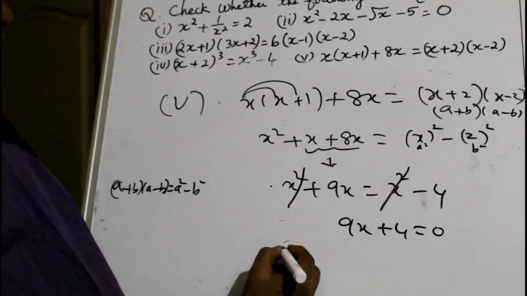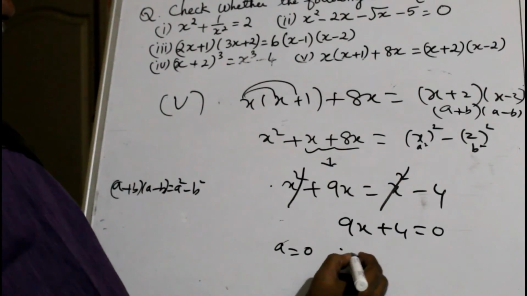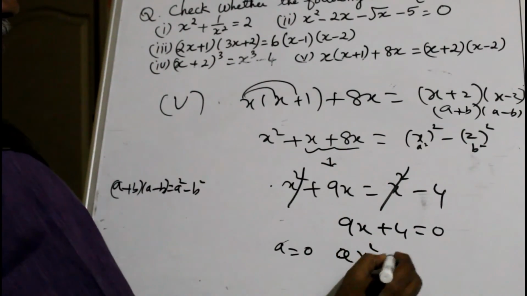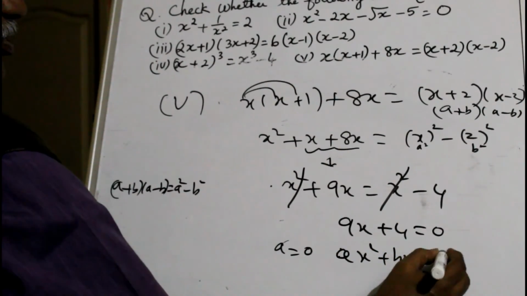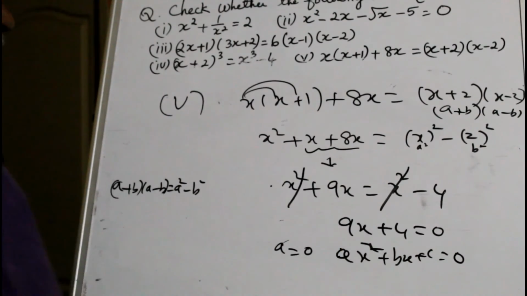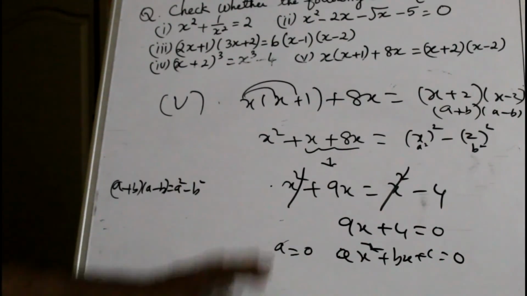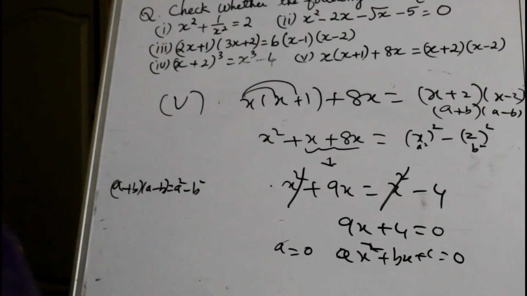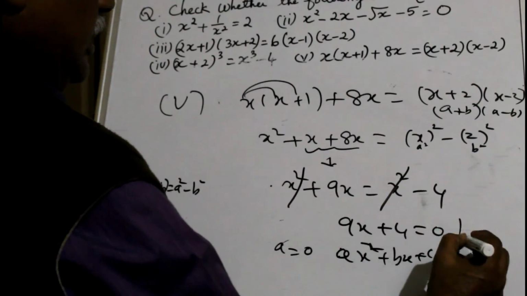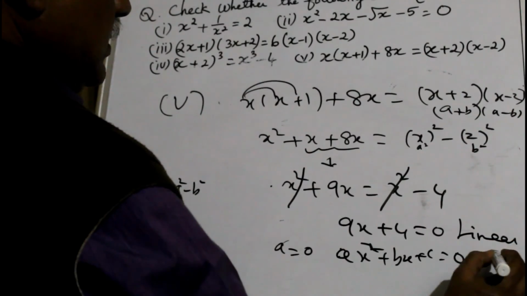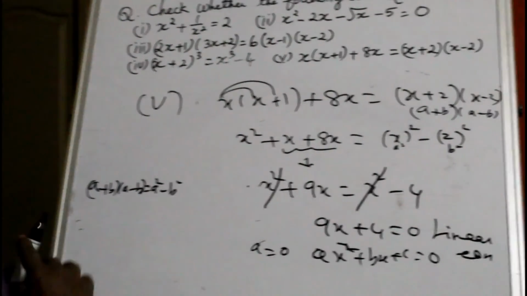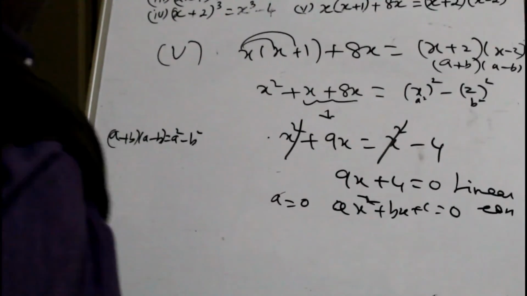This is not quadratic because a equals 0 in the equation ax square plus bx plus c equal to 0. So when you bring it to the standard form, the coefficient of x square becomes 0. Therefore, this is not a quadratic. It is called a linear equation. Last, another 5 sums we will do.